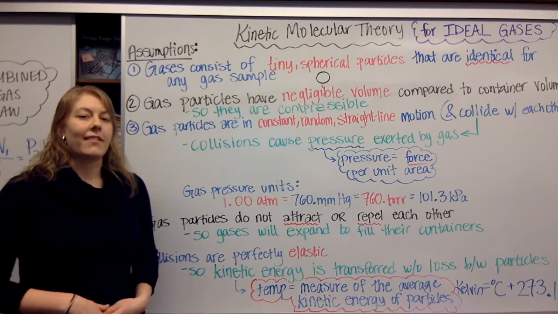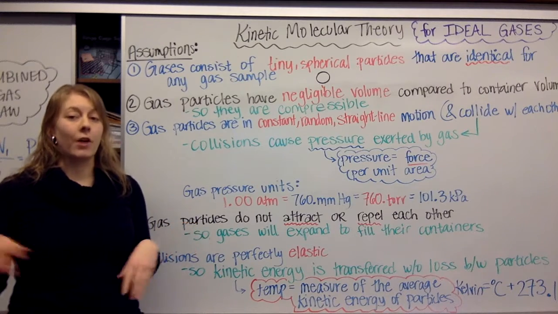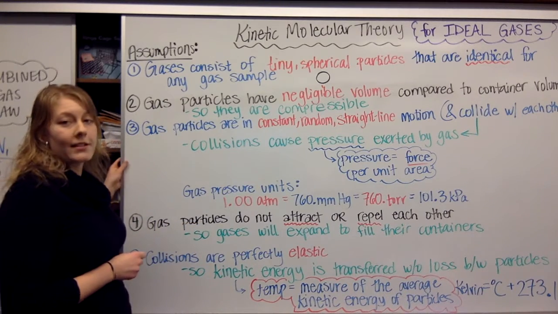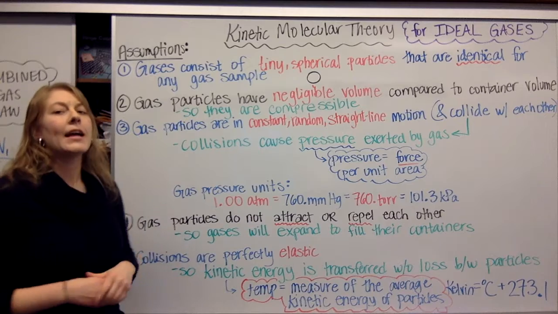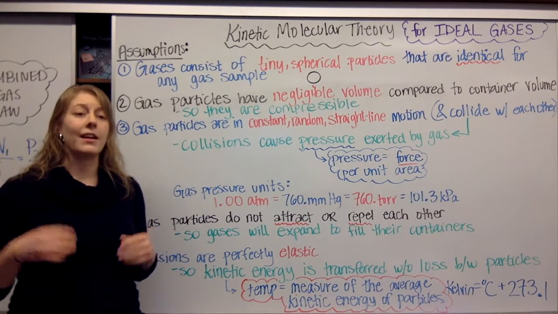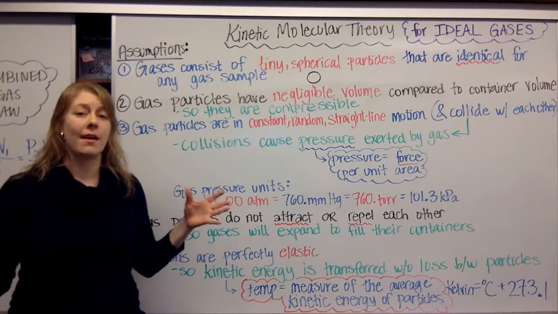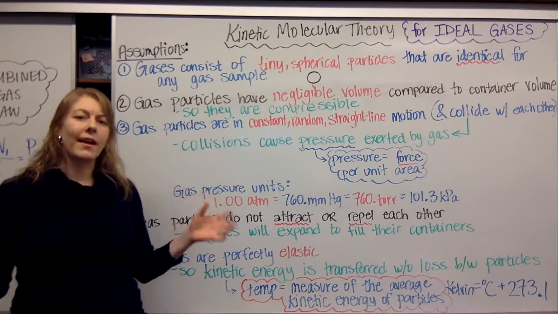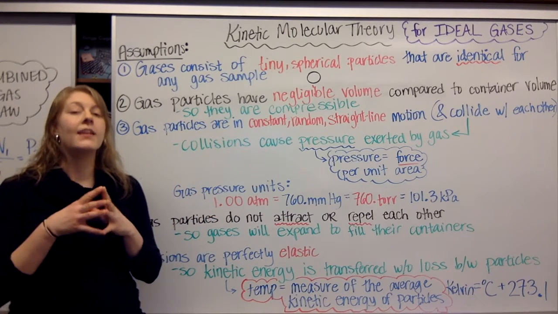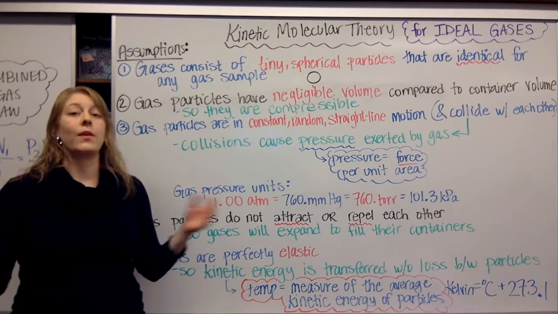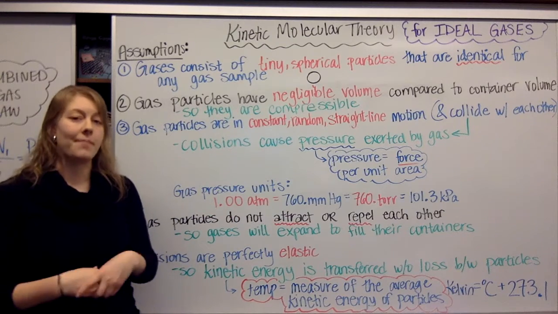The second assumption is that gas particles have negligible volume compared to the volume of their container. Because they're so tiny and because there's so much space in between them, we call that negligible volume. And that's why they can be compressed easily, because there is so much space between them that they can be compressed into a smaller space.